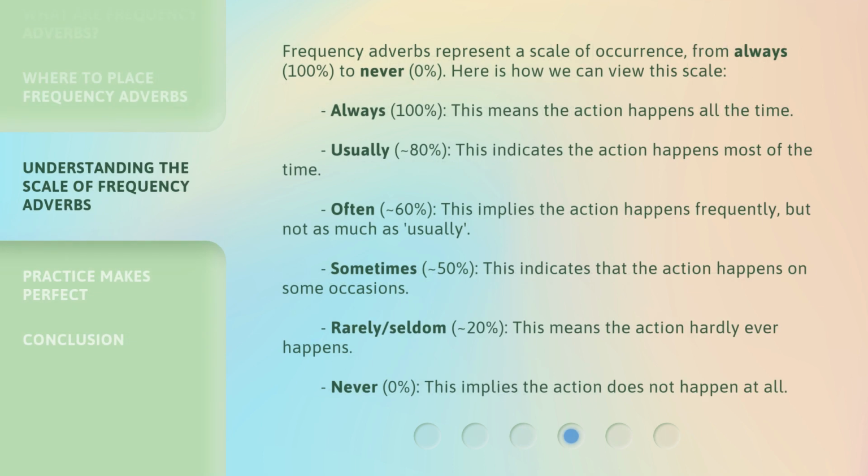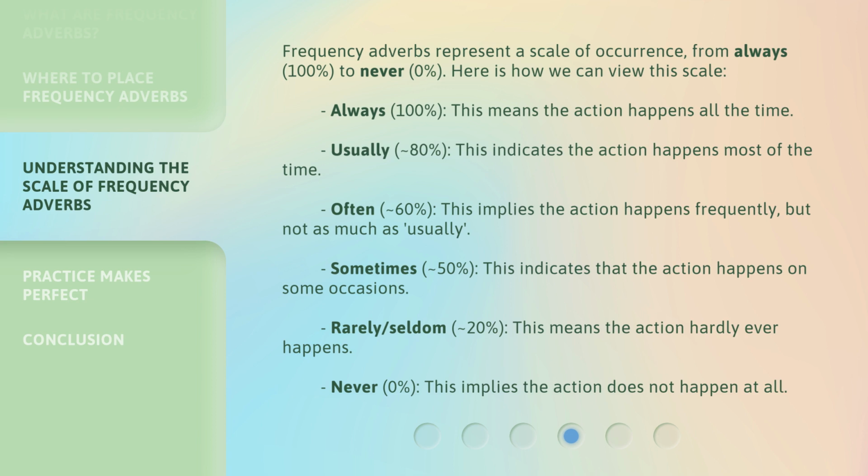Frequency adverbs represent a scale of occurrence, from always, 100%, to never, 0%. Here is how we can view this scale. Always, 100%. This means the action happens all the time. Usually, approximately 80%. This indicates the action happens most of the time. Often, approximately 60%. This implies the action happens frequently, but not as much as usually.